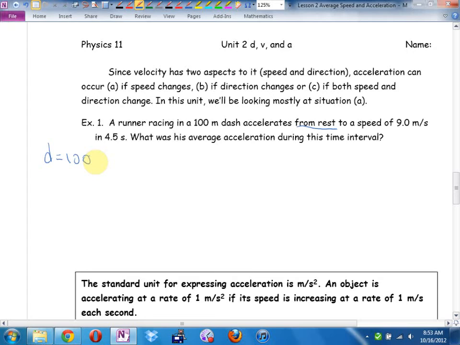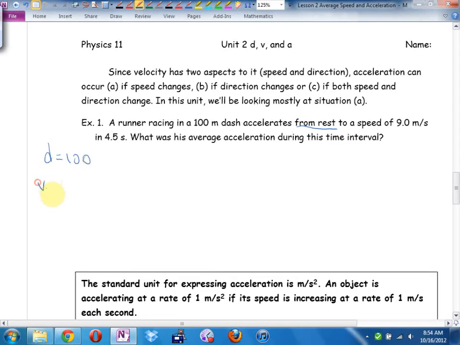I may use that, I may not. I also see a 9.0. What are the units next to the 9.0? Meters per second. Hey, what's that? That's a velocity. Final or initial? How'd you figure that out? The initial is from that.